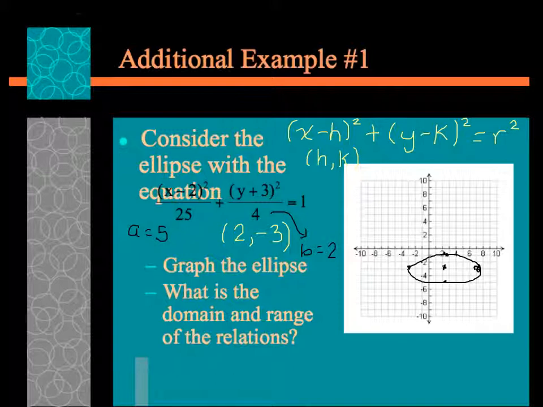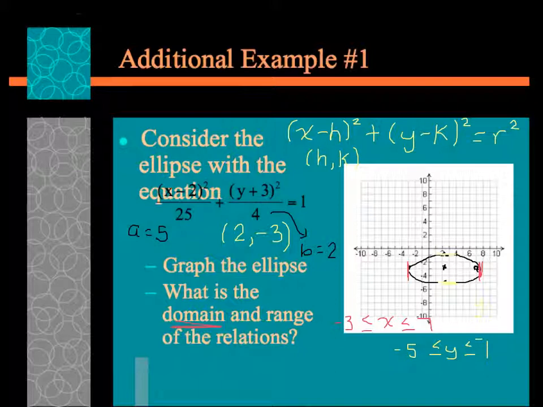Now once you're looking at the graph of the ellipse, you can easily identify its domain by looking at how far left and right it goes. So the domain here would be everything from negative 3 to positive 7. So all x's greater than or equal to negative 3, but less than or equal to positive 7. The range is about how high and low it goes, and so we see it goes to as high as negative 1 and as low as negative 5. So our range would be all real numbers between negative 5 and negative 1.